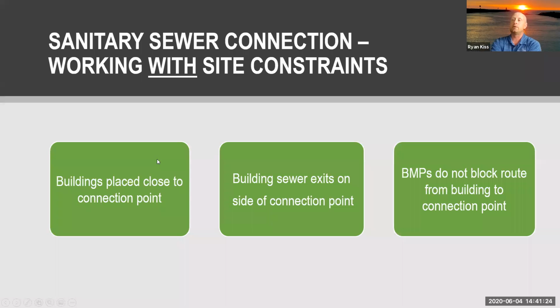So if we have the ability to do it, and as always, we're not saying that these are the ultimate answers to how you configure a site, but best case scenario, these would be the things we would look for to work with the site constraint of that sanitary sewer point. We want to place the buildings as close as we can to our ultimate connection, because that gives us the most flexibility in setting a finished floor elevation. We like for the building sewer to be able to exit on the side of the building as close as possible to that connection point.